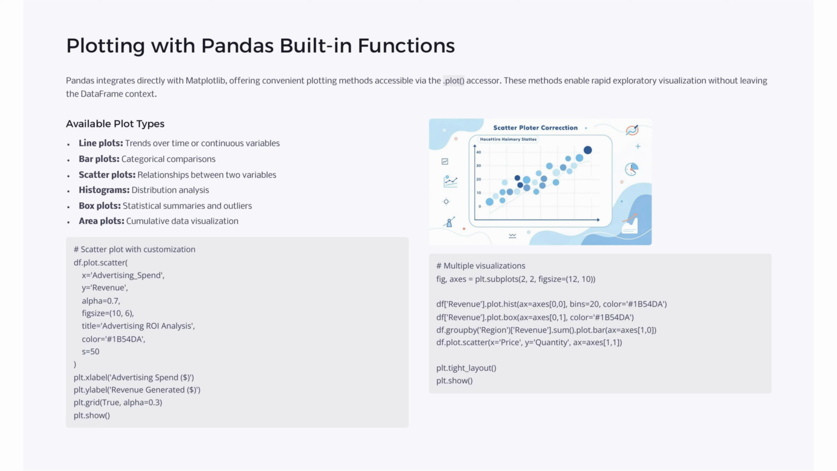Pandas offers built-in plotting functions through Matplotlib, enabling quick visualizations directly from data frames. Use scatter plots to analyze relationships, like advertising spend versus revenue. Customize with parameters such as alpha, color, and size. Explore various plot types: line for trends, bar for comparisons, histograms for distributions, and box plots for statistical insights. Multiple visualizations can be combined for comprehensive analysis.